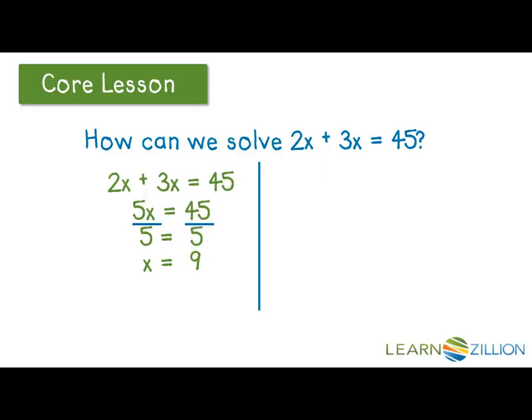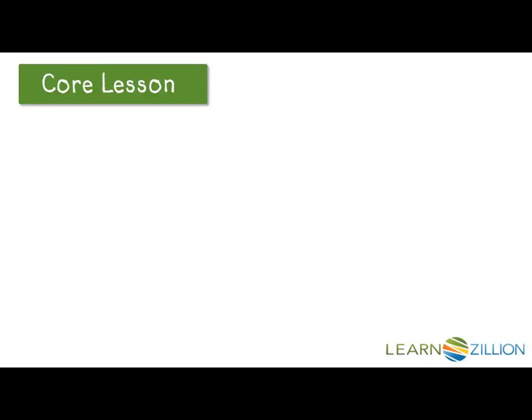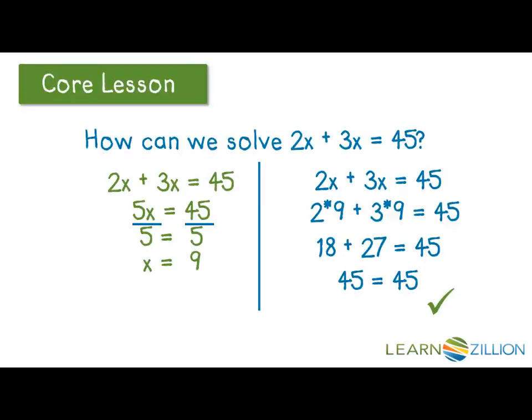Let's check our solution to make sure it works. So we're going to use the substitution property of equality and replace x with 9. So I have 2 times 9 plus 3 times 9 equals 45. 18 plus 27 equals 45. 45 equals 45. So 9 is going to be a solution to that equation.